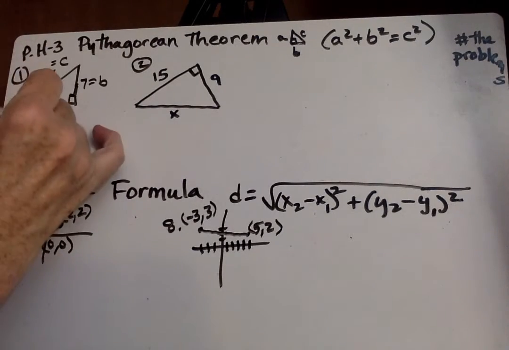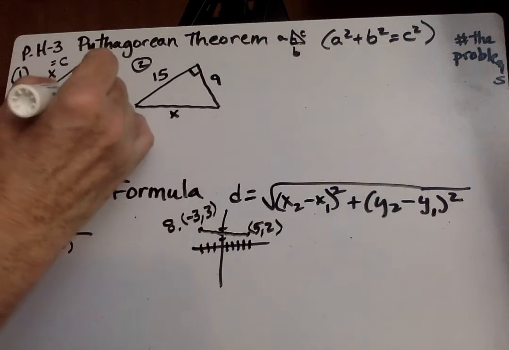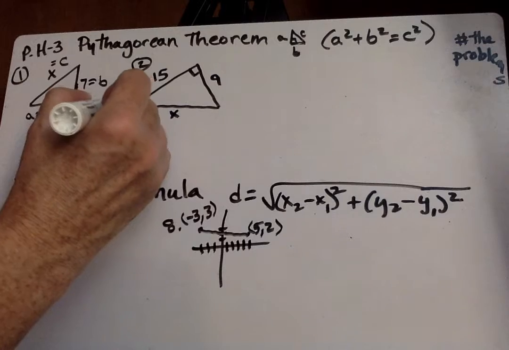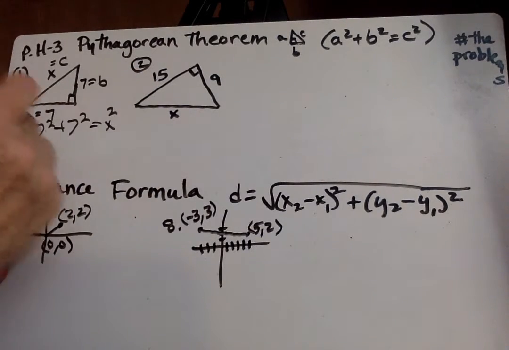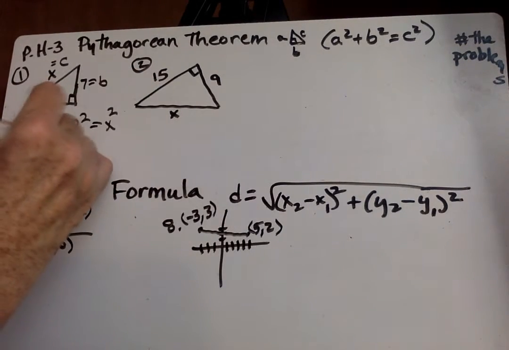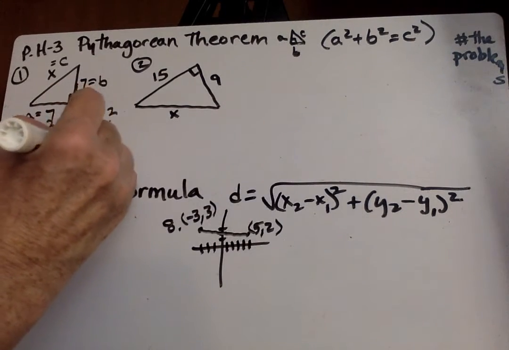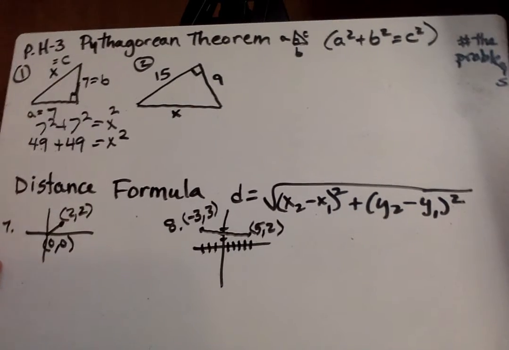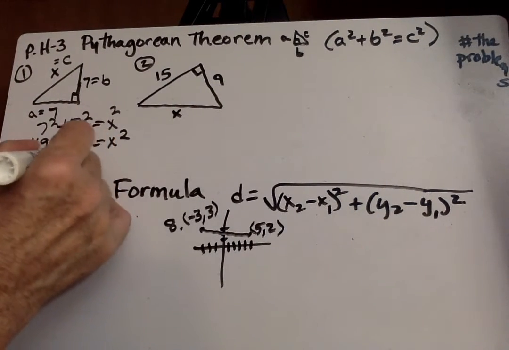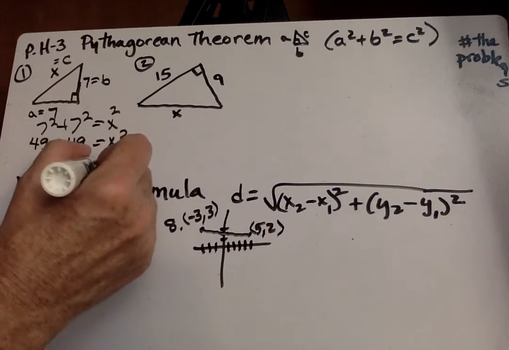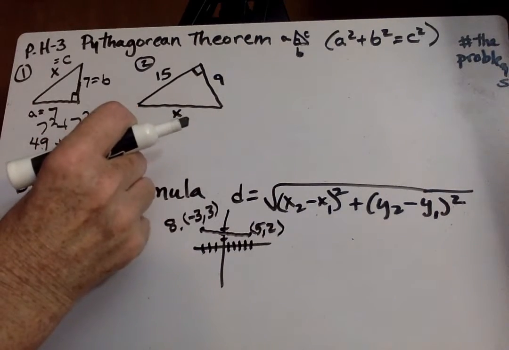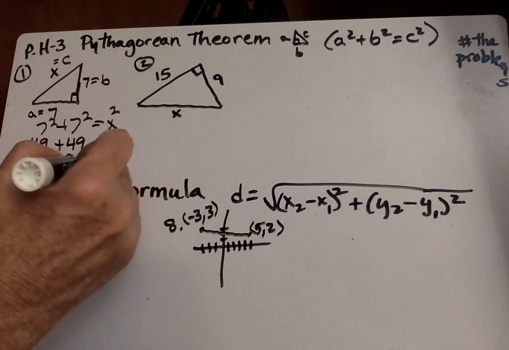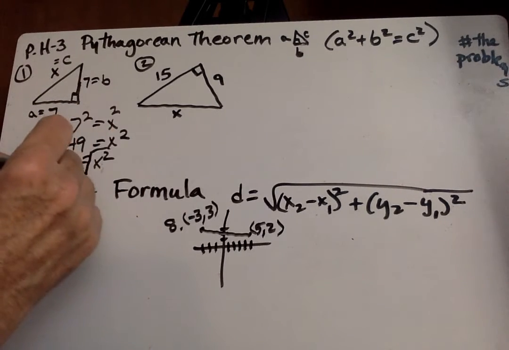So we say A squared, 7 squared, plus B squared, 7 squared, equals, and I'm going to put X squared. Okay, so 7 squared is 49, plus 49 equals X squared. 49 plus 49, 9 and 9 is 18, carry the 1, 98 equals X squared. Now, you have to square each number, add them together, and then to solve for X, you have to take the square root of each side.